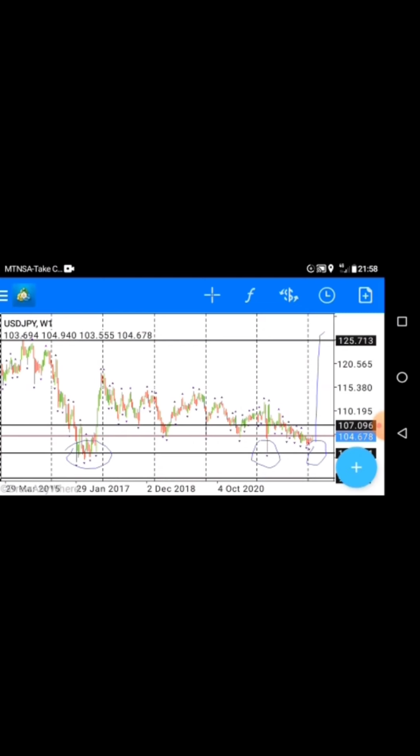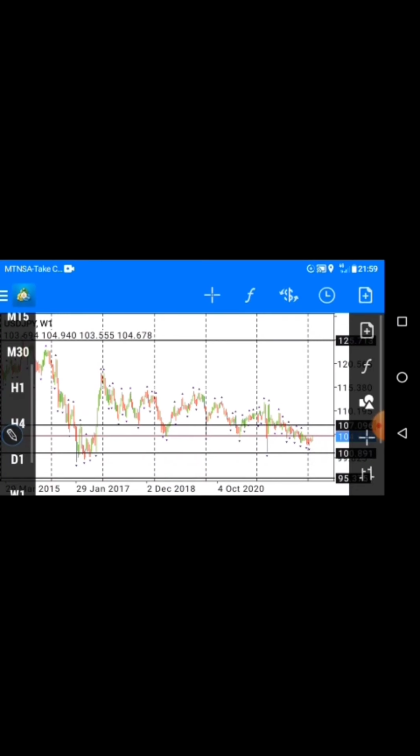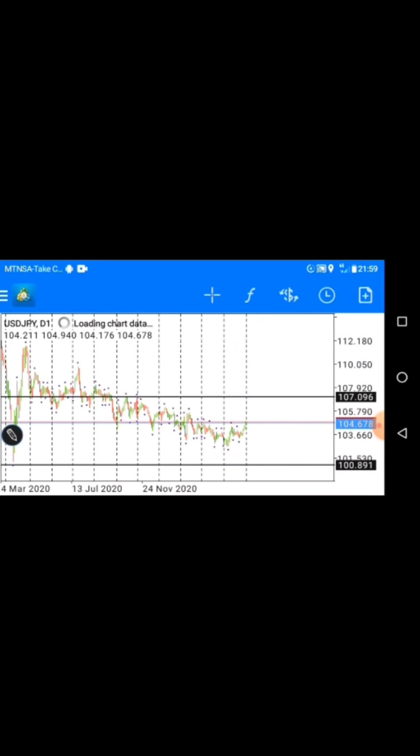So our target in this case, we're going to firstly target this level, 107.096, as our first take profit. Then the second take profit, we're going to target this level, then we're out of this trade. Okay, so I'm just going to quickly switch to an even lower time frame, which is the daily time frame.